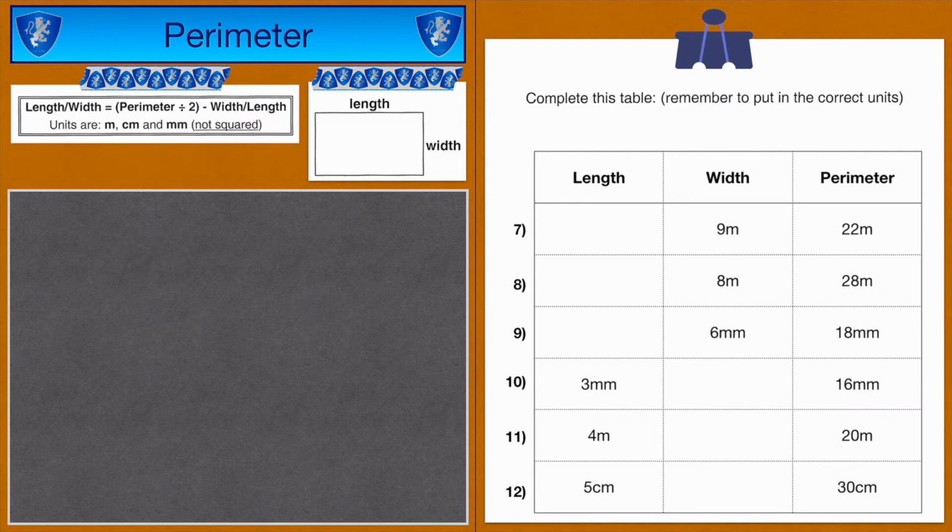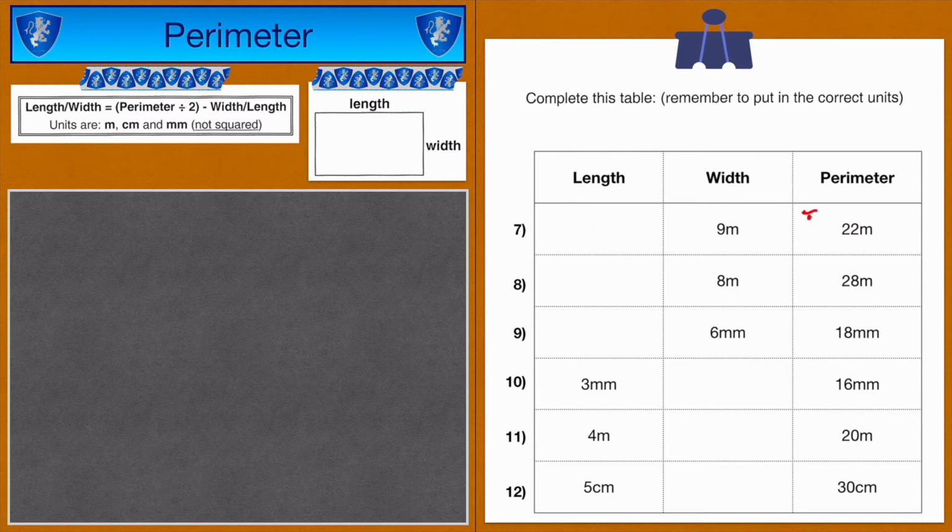Now we can come back the other way round. Now if you remember what we did when we worked out the perimeter, we did length add width and then we doubled it. So if we're going to do this backwards, the first thing we'll do is half it, and then we'll take away whichever side they've given us. So it's probably easier if you see the examples here. So they've given us the perimeter and they've given us the width, and we've got to work out the length.